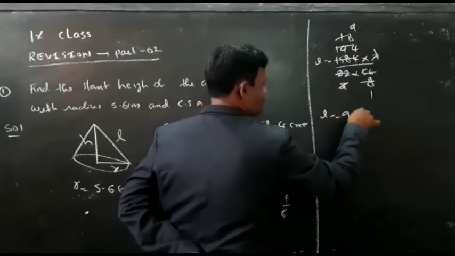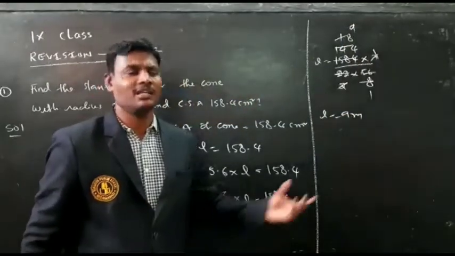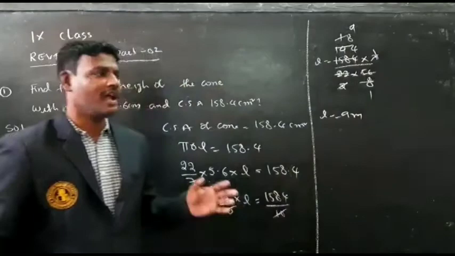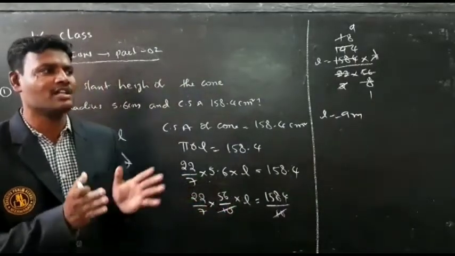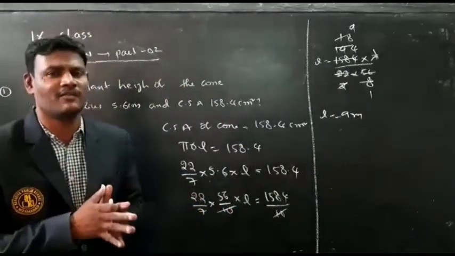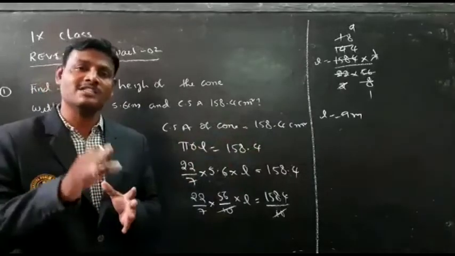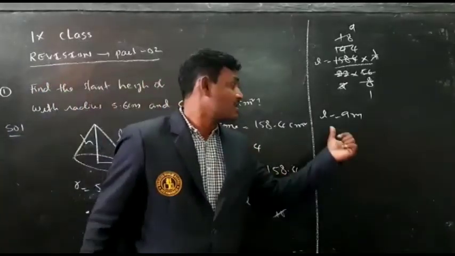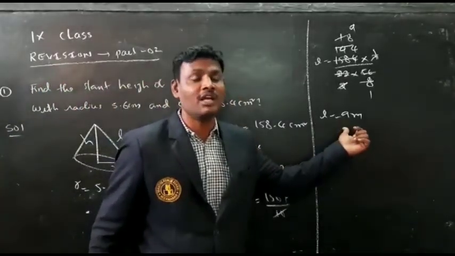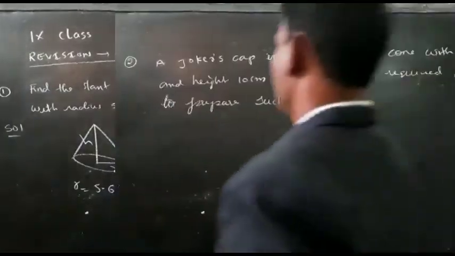So, the slant height of the cone is nothing but 9 centimeters. Here I know the value of the radius and also I know the value of the curved surface area. So, I need the value of the slant height. So, finally, the slant height of the given cone is equal to 9 centimeters.